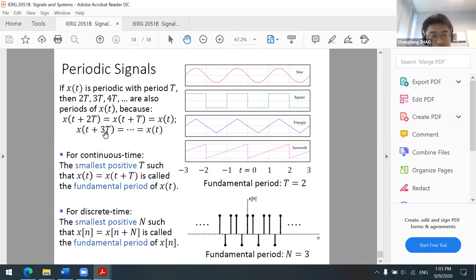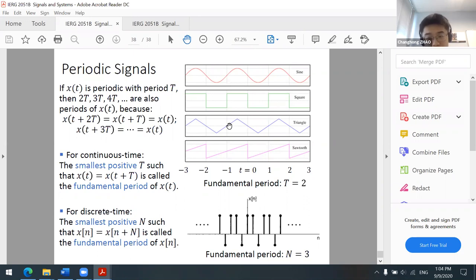Then for the continuous time signal, there must be a smallest positive number T that satisfies the definition of periodicity of the signal. And this smallest positive number T is called the fundamental period of x of t. For those continuous time signals on the right-hand side, the fundamental period is always T equals 2. So T equals 2 means we shift every signal by 2 units and it overlaps with itself.